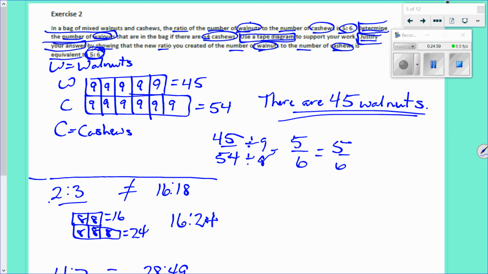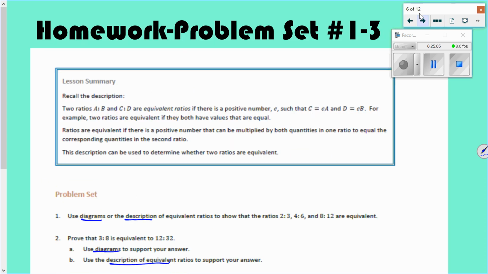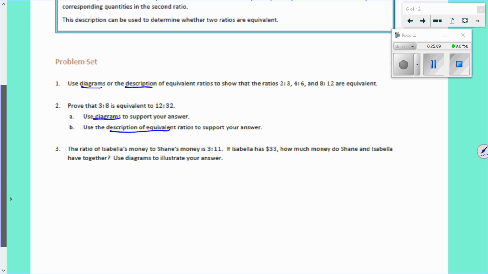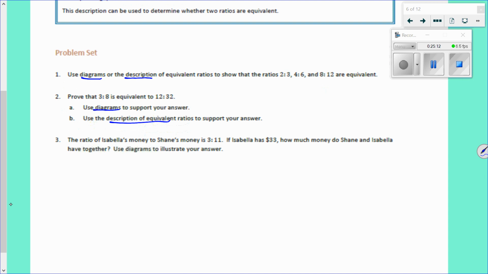Questions? Okay. Actually, it's on the opposing page for you guys, here is your homework. Only 3 problems. So this should be really, really simple. Couple things to point out. Problem number 1 says what? Use diagrams or the description of equivalent ratios. So I have 2 choices. Personally, I recommend, guys, use the tape diagrams. I would like you to get used to these.